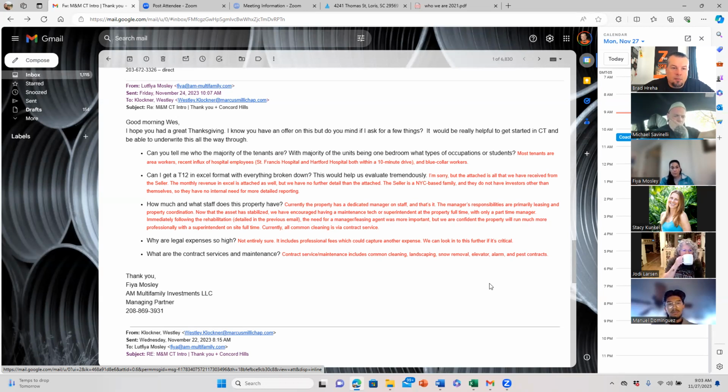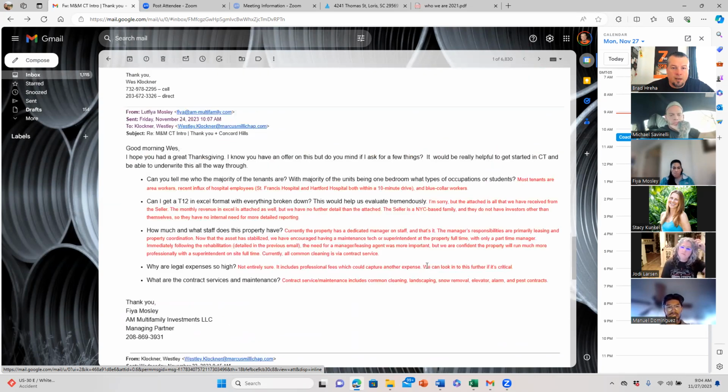This next one here: can we get a T12 in an Excel format with everything broken down? This could be one of two things. Either they truly don't have it, in which case the broker needs to actually make one through all of the receipts and bank statements, which they obviously chose not to do. But he says, I'm sorry, but the attached is all that we have received from the seller. The monthly revenue in Excel is attached as well, but we have no further detail. The seller is a New York City-based family. They do not have investors other than themselves, so they have no intentional need for more detailed reporting.